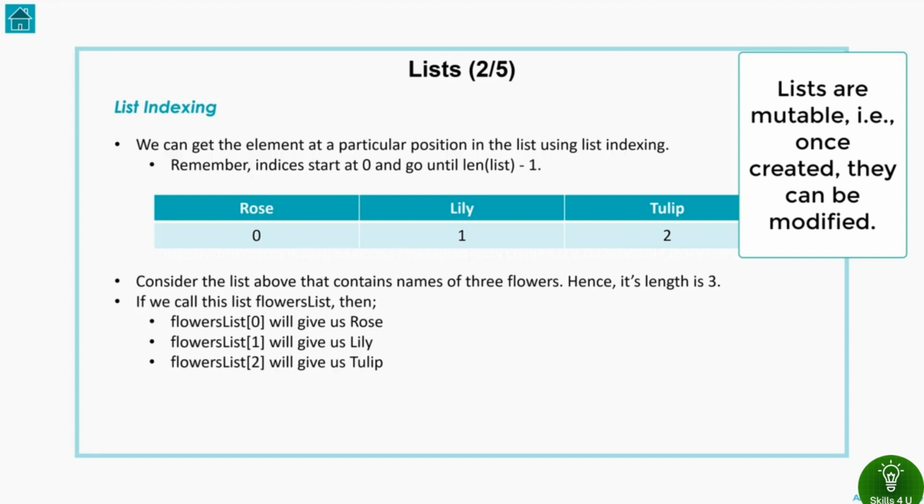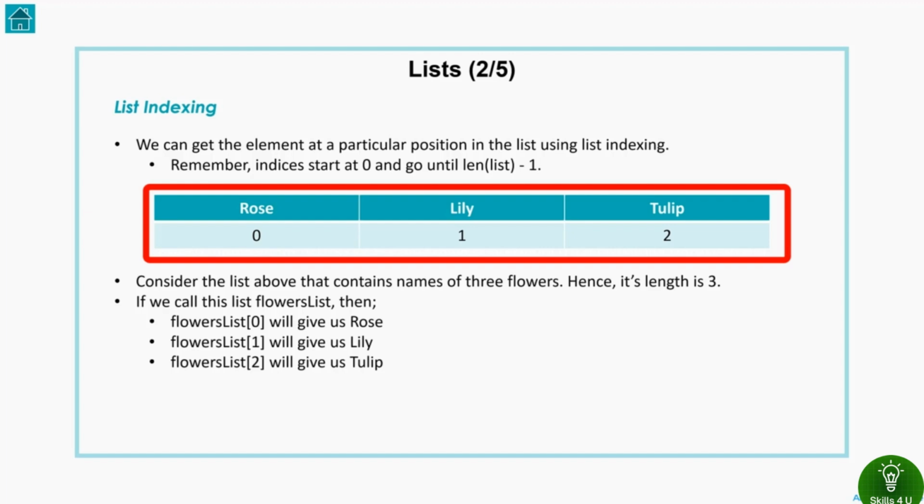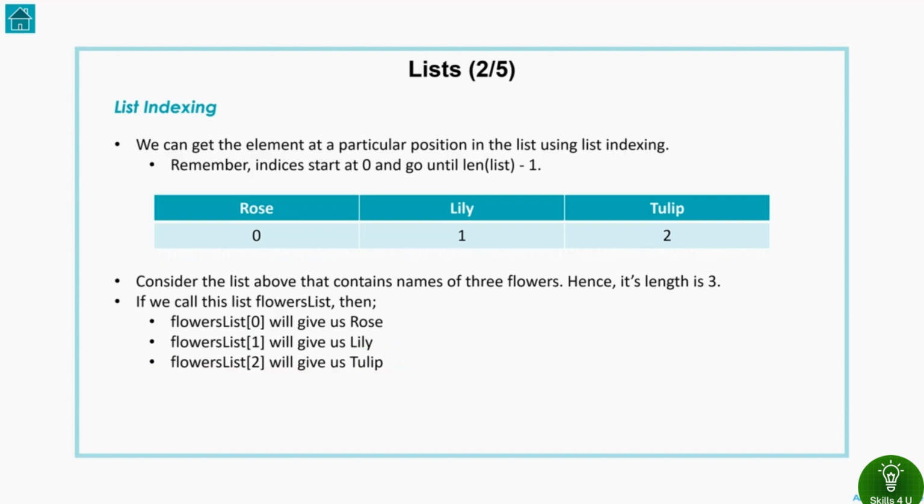Lists are mutable, i.e. once created, they can be modified. To get a particular element from the list, we use indexing. Consider the given list containing 3 elements. Let's call this list flower_list. To get the element at position 0 or the first element, we say flower_list[0]. Similarly, to get the second element or element at position 1, we say flower_list[1]. And for the last element, we say flower_list[2], because it is at position 2.